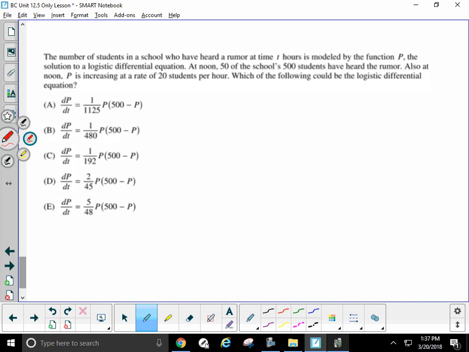At noon, the population of the rumor is 50 students. So at noon, P equals 50. Also at noon, P is increasing at a rate of 20 students per hour. So at noon, P is 50, and dP/dt is 20. If you plug in 20 for dP/dt and 50 for P, you can solve for K. That's it. And we know the carrying capacity is 500.